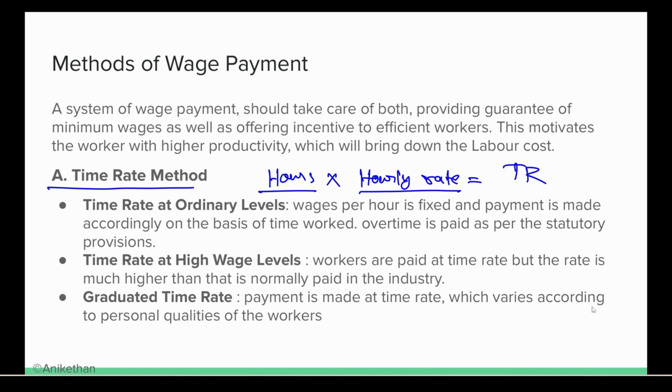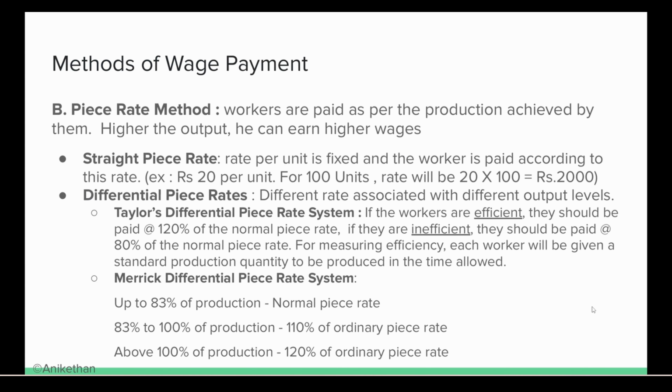Second is the piece rate method, where instead of hours, this focuses on the output. How much output is generated by a worker, and each piece will have a per piece rate, multiplied by total pieces. It will give you the wages based on the piece rate method. In the piece rate method also, there are different methodologies. One is straight piece rate. As the name suggests, it is straight piece. For example, 20 per unit, 100 units, it will be 2000 rupees.